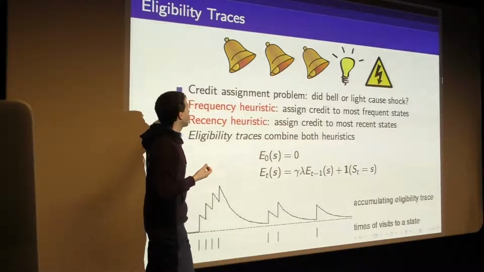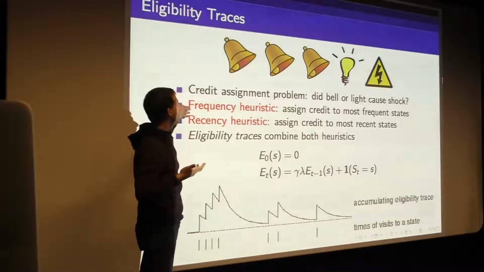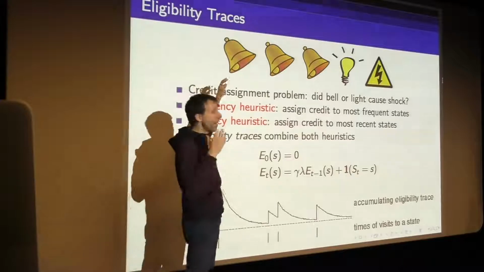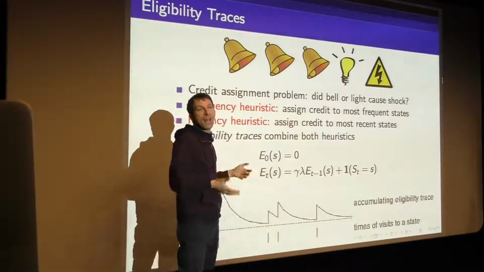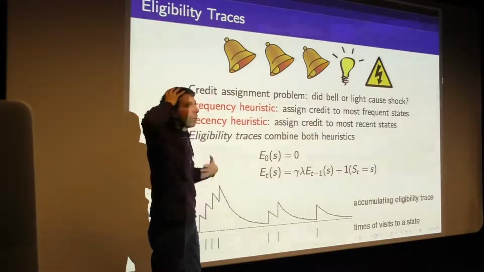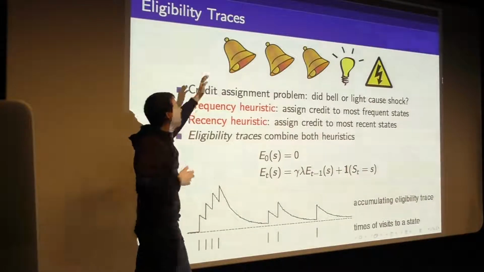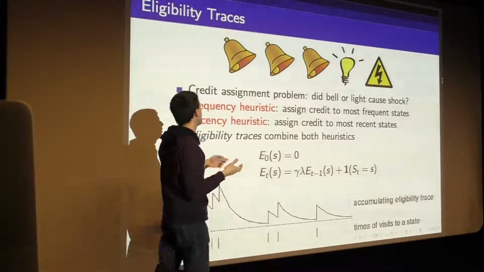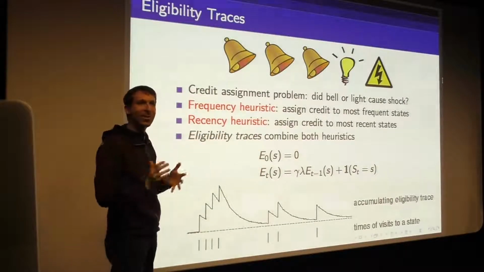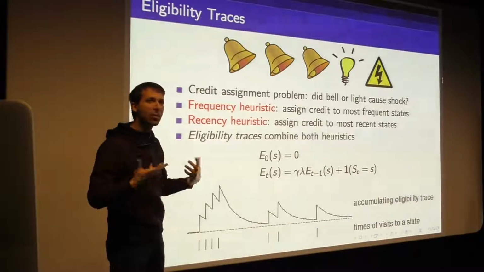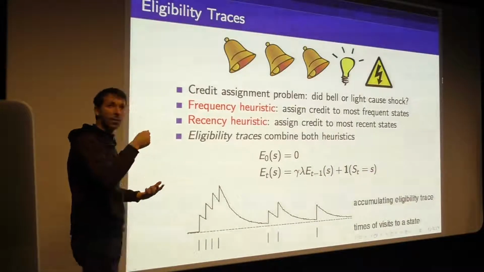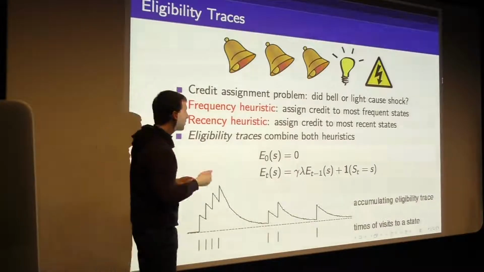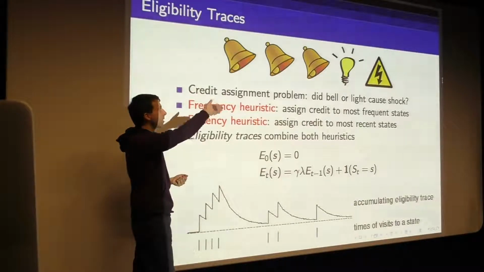If you thought that the most frequently occurring state caused this event, then you would assign credit for your error to the bell. You would say the bell happened more, so I should change my thinking more because of the bell than because of the light. But there's also a recency heuristic, which apparently you are partial to, which is to say the most recent thing which happens should be assigned credit for the error that we see. And the idea of eligibility traces is to combine both these heuristics together.